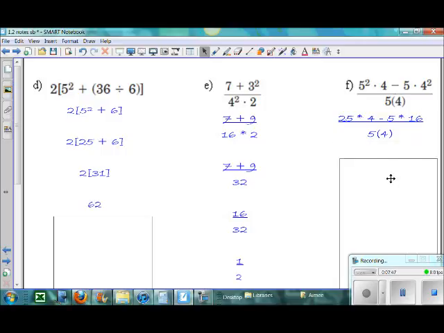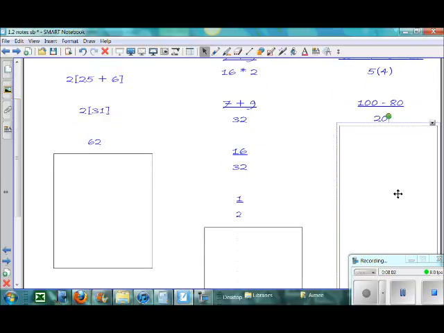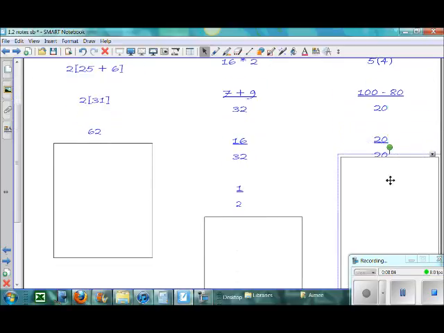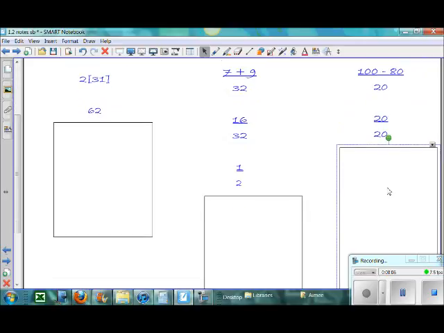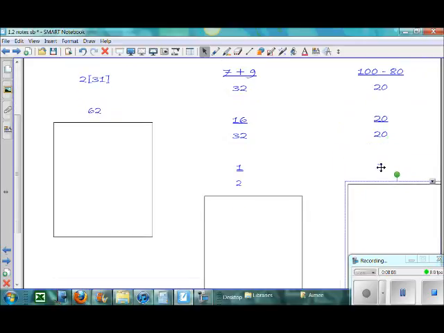Then we would need to take care of our multiplication. I did all the multiplication in 1 step. 25 times 4 is 100, and 5 times 16 is 80, and 5 times 4 is the 20. Then we're still in grouping symbols, so we have to take care of first the 100 minus 80 to get 20, and then we have 20 20ths, and 20 divided by 20 is equivalent to 1.